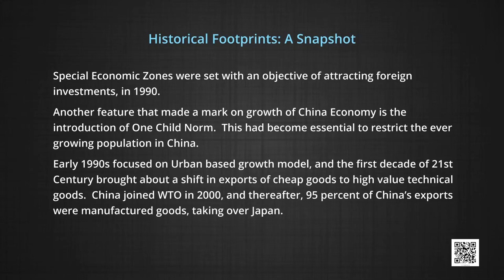China joined WTO, that is World Trade Organization, in 2000, and thereafter 95% of China's exports were manufactured goods, taking over Japan. Outward investments moved ahead of inward investments by 2014, making China's economy one of the strongest economies in the world. Now focus on Pakistan.